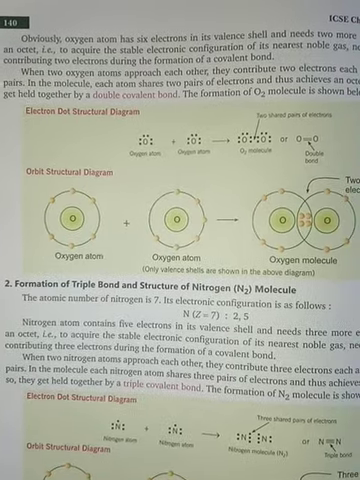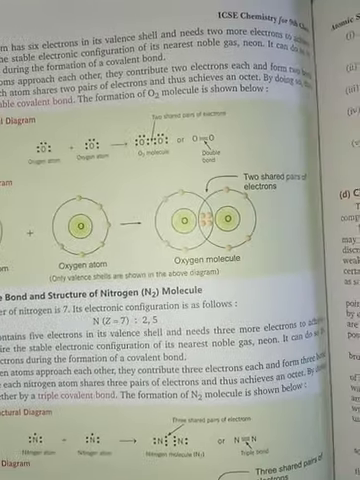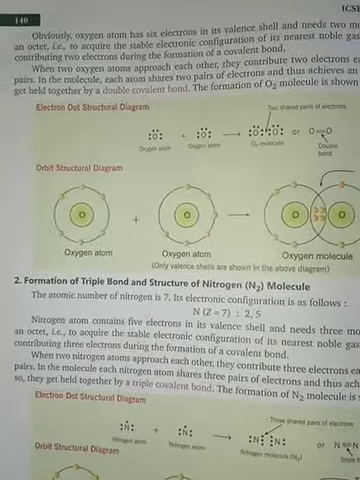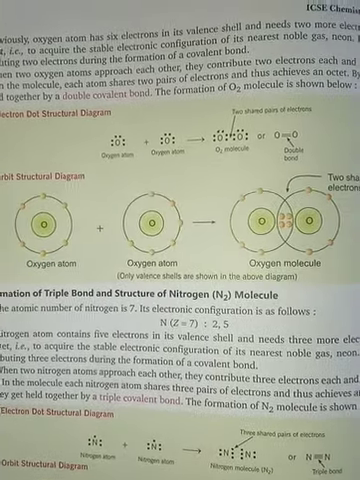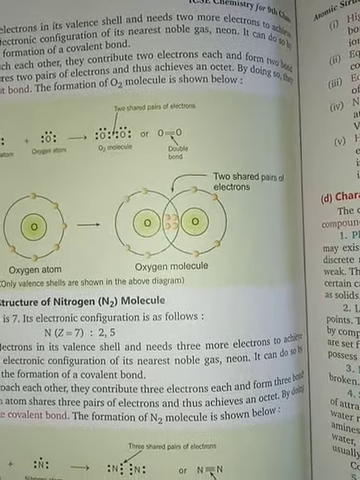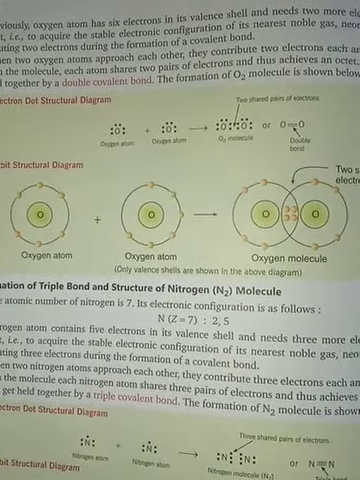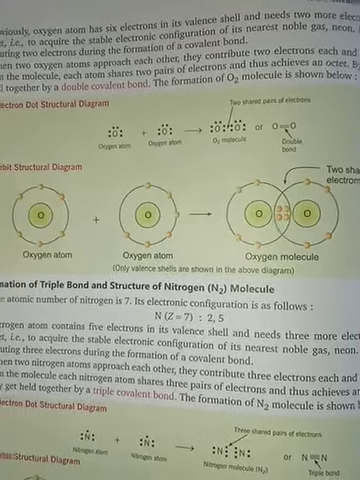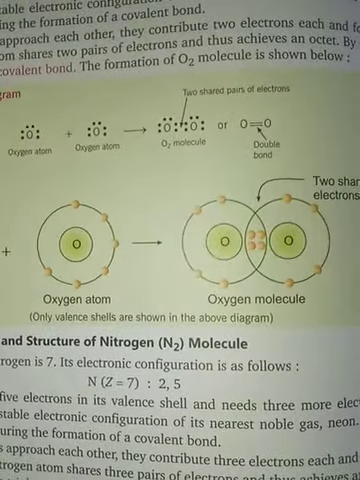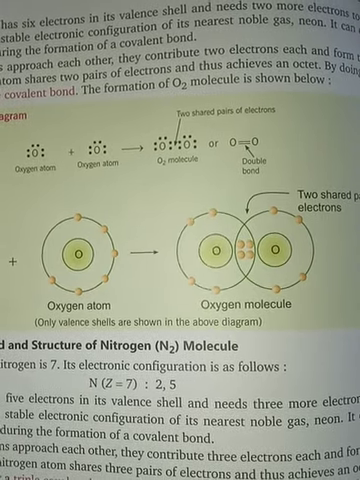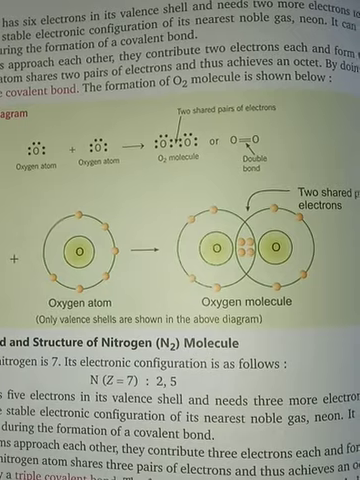So when two oxygen atoms approach each other, they contribute two electrons each to form two bond pairs. In the molecule, each atom shares two pairs of electrons and thus achieves an octet. By doing so, they get held together by a double covalent bond. The formation of the oxygen molecule is shown below. In the electron dot structure, you can see that both have 6 electrons, and they pair two electrons with each other and get the octet state.